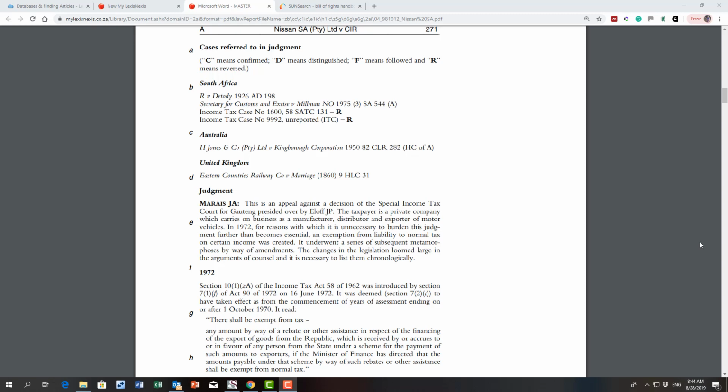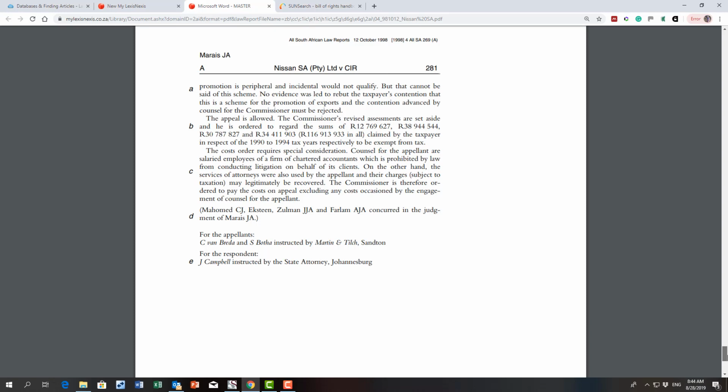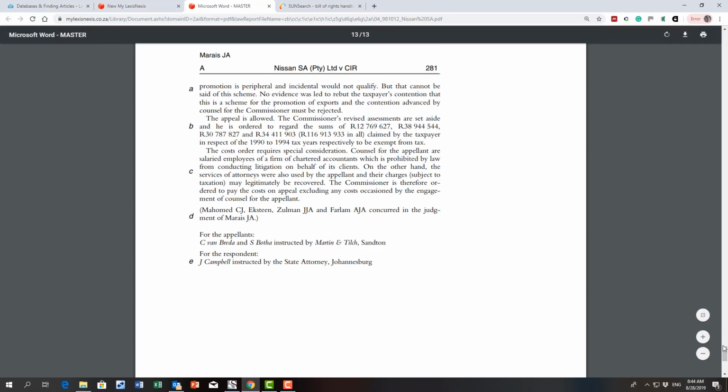Now, in this case, facts are indicated in paragraph E on page 271. The analysis of the facts starts at paragraph F on the same page. Judgment is delivered in paragraphs B to C on page 281, where the nature of the legal relief is also stated. In paragraph D on page 281, the other officiating judges on the bench concur with the judgment.